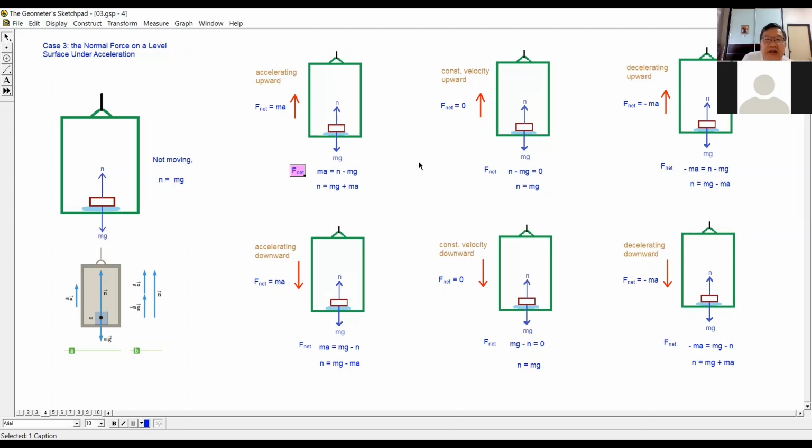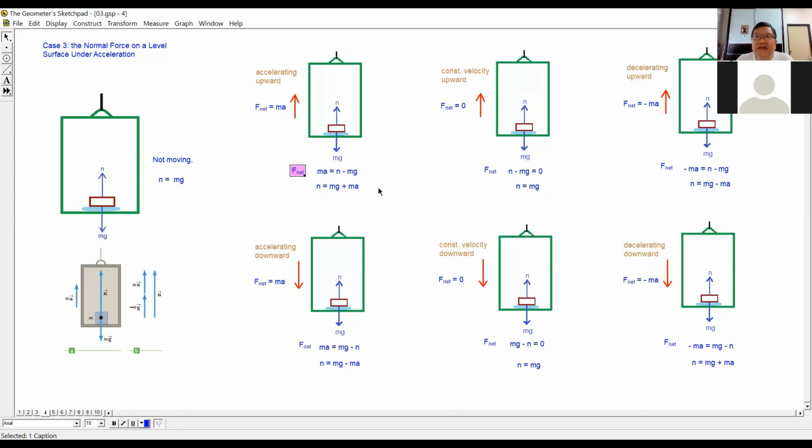But we are interested in the normal force, so we make the normal force the subject of the formula. We have to move the mg over to the other side. So the negative mg, you move to the other side, becomes positive mg. So we know that the normal force is mg plus ma. This means that the normal force is bigger than the weight. It is the weight plus the mass times the acceleration.